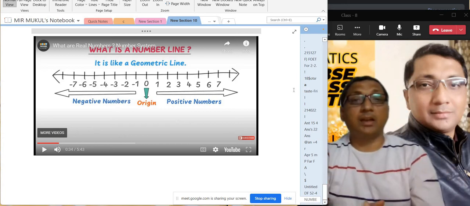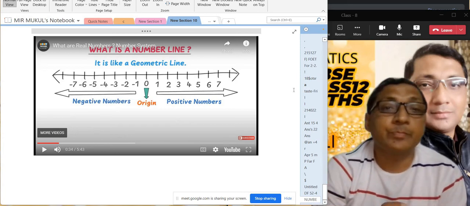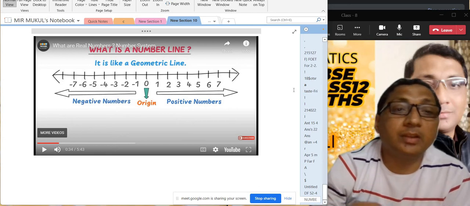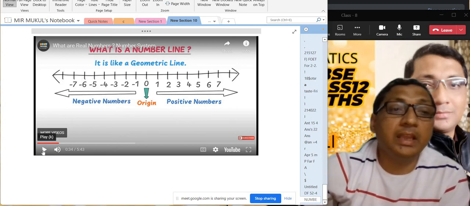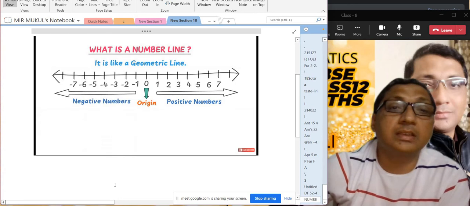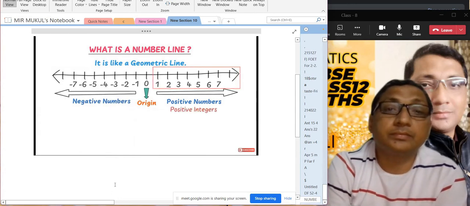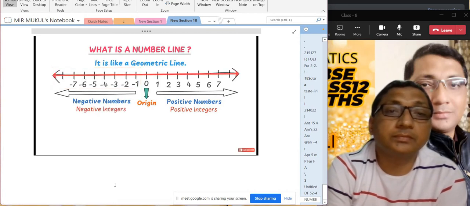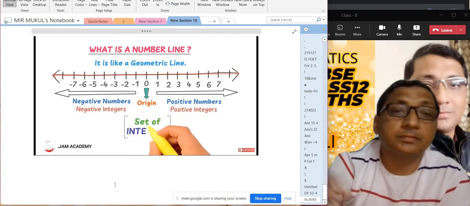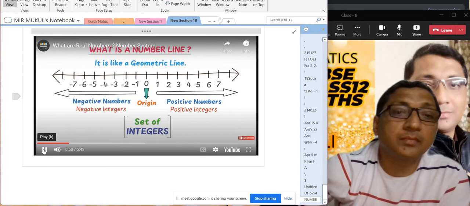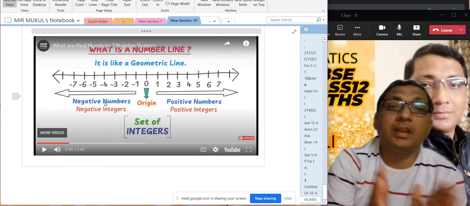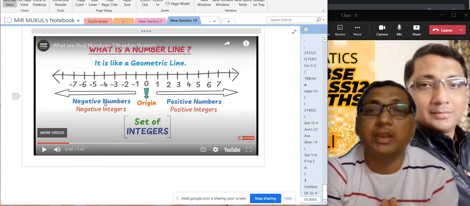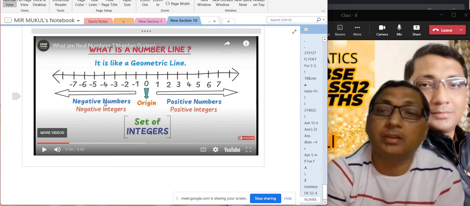Okay, now so what is a number line? And you have drawn this number line. Now next, we know that numbers at the right are positive integers and numbers at the left are negative integers. Thus, a number line is the collection of all positive and negative numbers, or more precisely, a set of integers. So that means in a number line, all numbers together, if you take them, then it is called what?